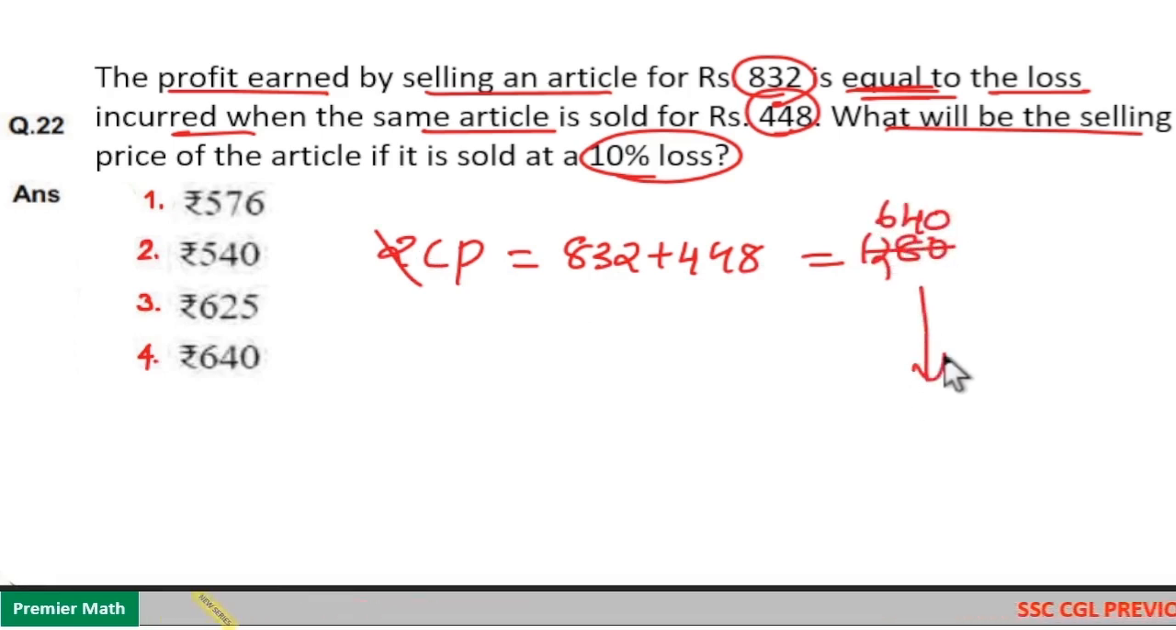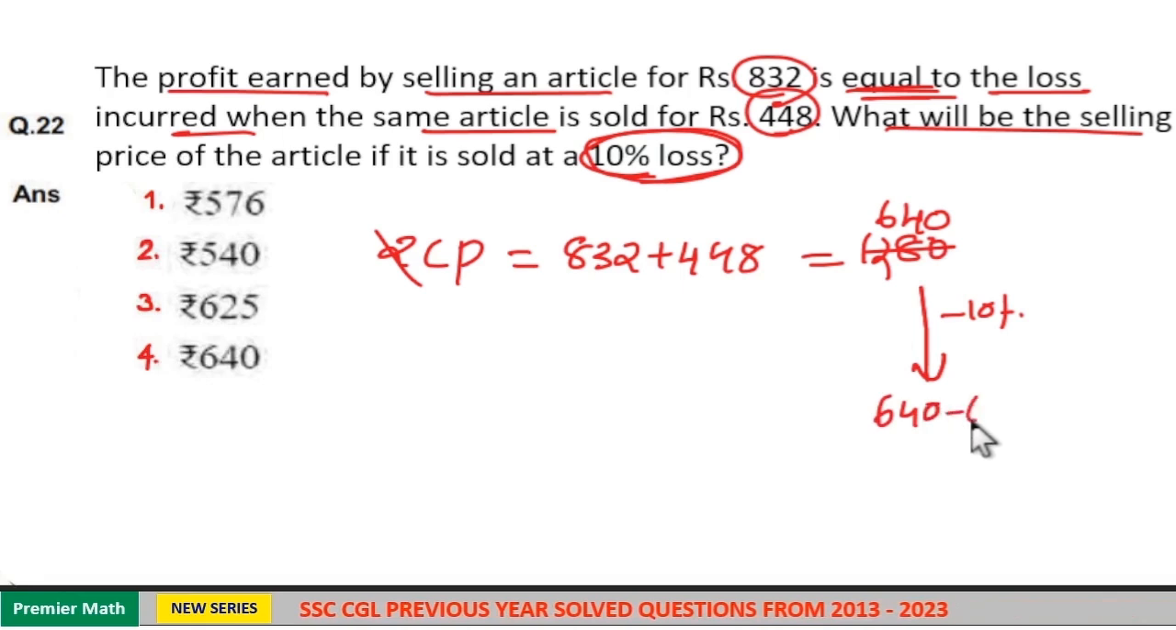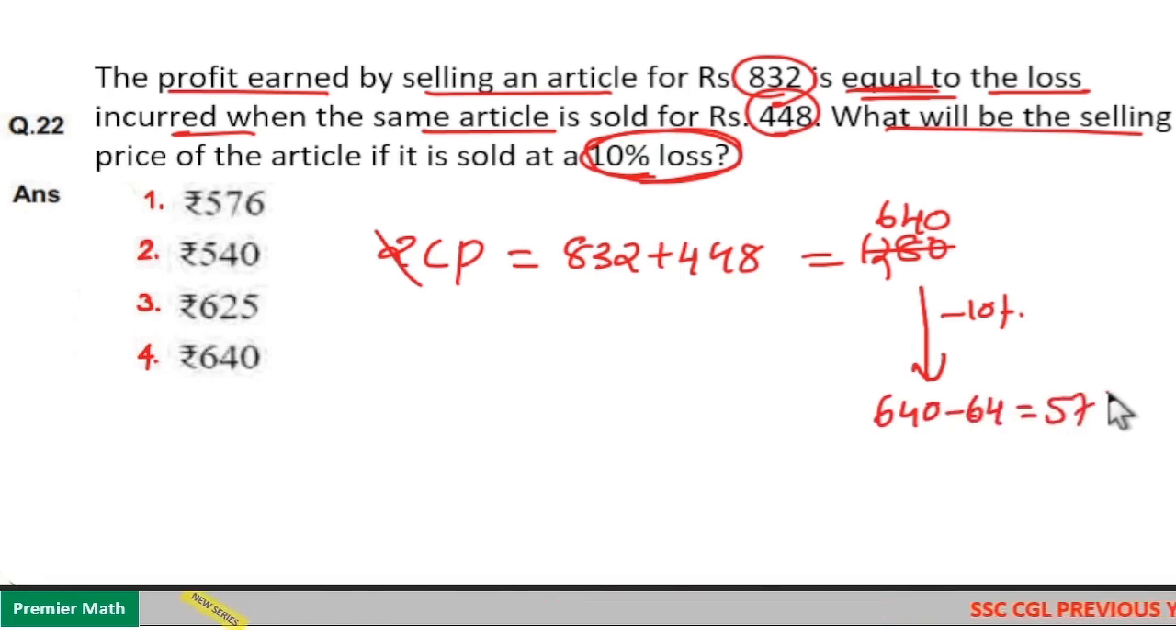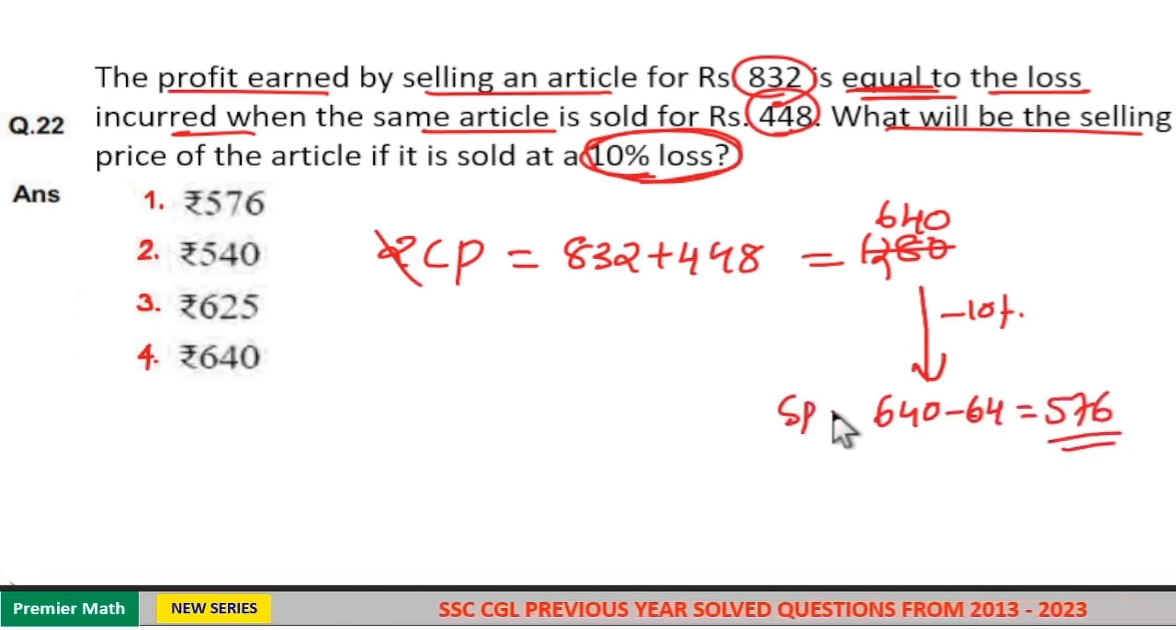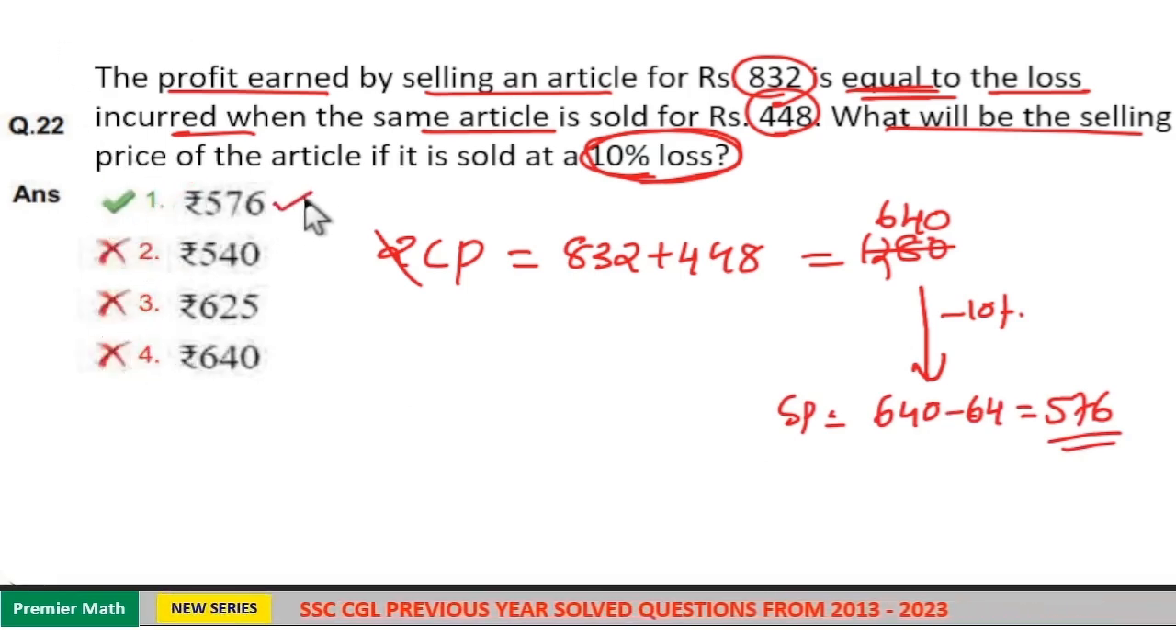If the cost price is 640, then the selling price at 10% loss: 10% of 640 is 64. So 640 minus 64 is equal to 576, which is the selling price. So option 1 is your answer. Selling price at 10% loss is rupees 576.